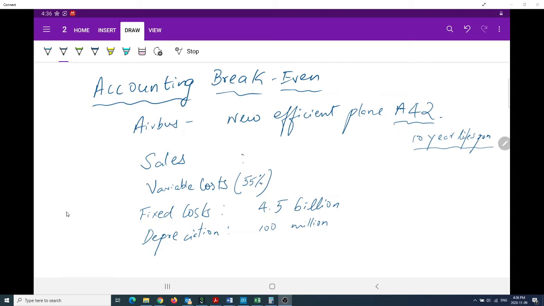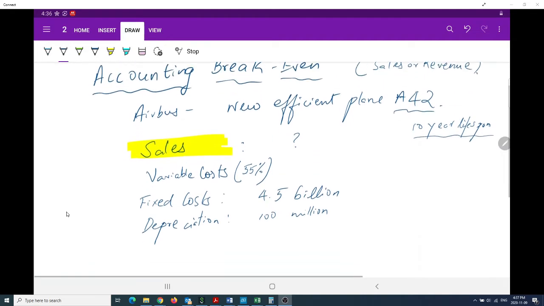So what is break-even analysis in some sense? Whenever you talk about break-even analysis, you're trying to think about what is the level of sales or revenue, how much should you sell in order to break even? That's your goal and objective. The goal here is to find out what the sales amount is, that's your target, such that you break even.